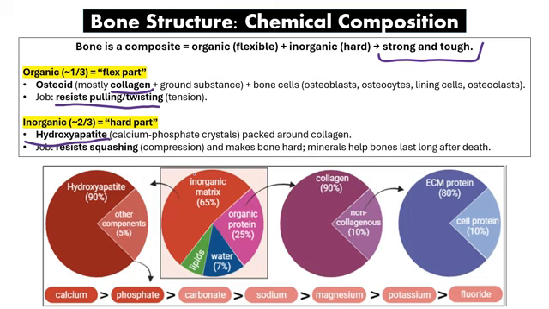Now, the inorganic part is going to be the majority part, or 2/3, and that's going to be the hard part. We already said it's made up of hydroxyapatite, which is going to be calcium phosphate crystals and other minerals that are packed around the collagen, okay? And its whole job is to resist squashing or compression and to make the bones hard. Now remember, minerals help the bones last long even after death.